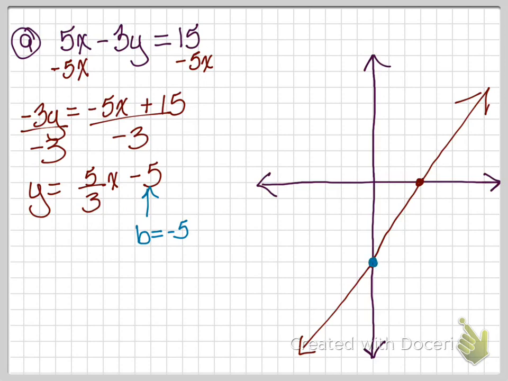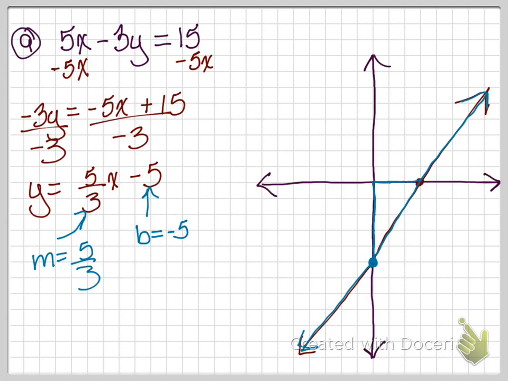On our y-axis, we start at negative 5. 5 over 3 is our slope. So our slope is 5 over 3. So we are going to go up 5. So 1, 2, 3, 4, 5, and over 3. Okay, so we get exactly the same line regardless of what method we choose.